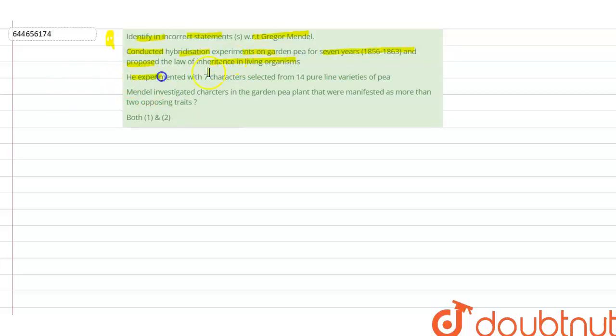The next we have is, he experimented with 7 characters selected from 14 pure line varieties of pea. The next we have is, Mendel investigated characters in the garden pea plant that were manifested as more than two opposing traits. So these are the statements with us, and the last option we have is both 1 and 2. So let's talk about this.